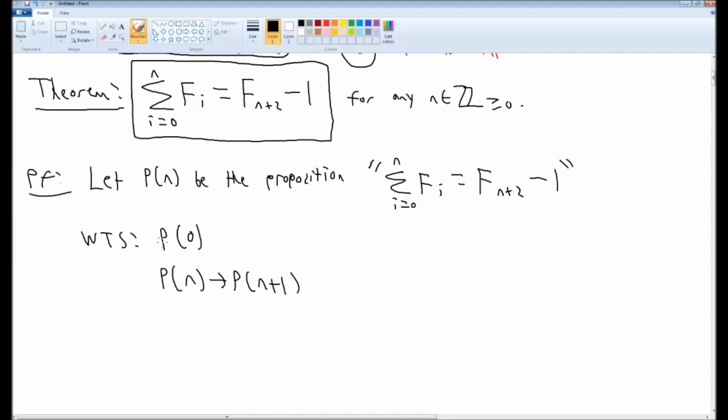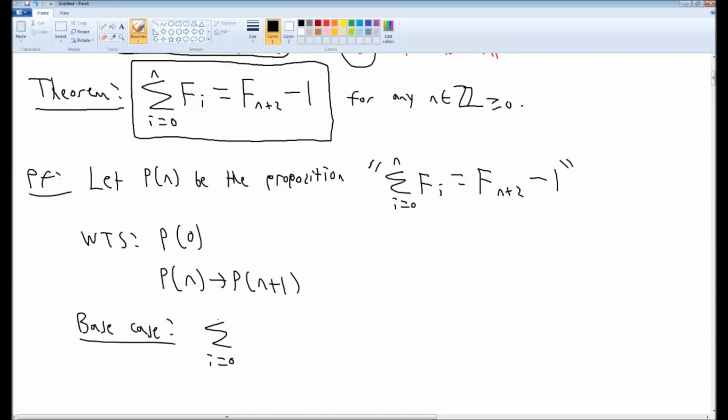What we've got to do is two things. One, we've got to prove that it's true when n is 0. And then two, we've got to prove that P of n implies P of n plus 1. In other words, whenever this formula is true for some random n, it's also true when you substitute this n with n plus 1 instead. So first, let's prove P of 0. This is called our base case. If you plug in 0 for n, what do you get?